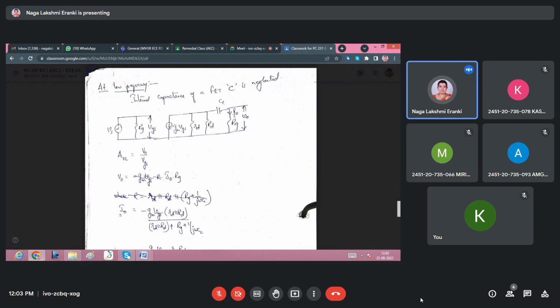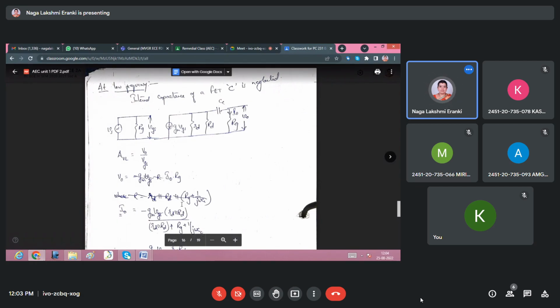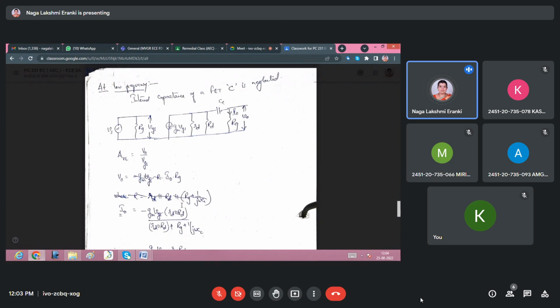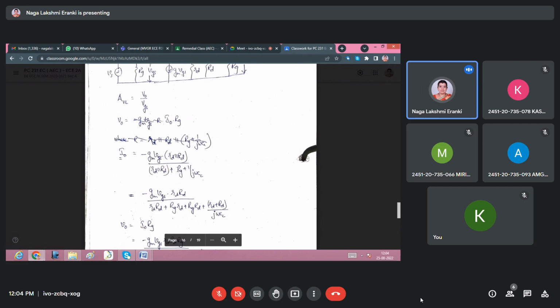We need to calculate V0 equal to I0 into Rg, so what is the value of I0? It is gm VGS into the total effective resistance. So Rd parallel to Rd, I'm writing this value as Rd parallel to Rd only. Consider these two to be in series. So it is Rg plus 1 by j omega Cc, Rg plus 1 by omega Ccd. This is Rg plus 1 by omega Cc.